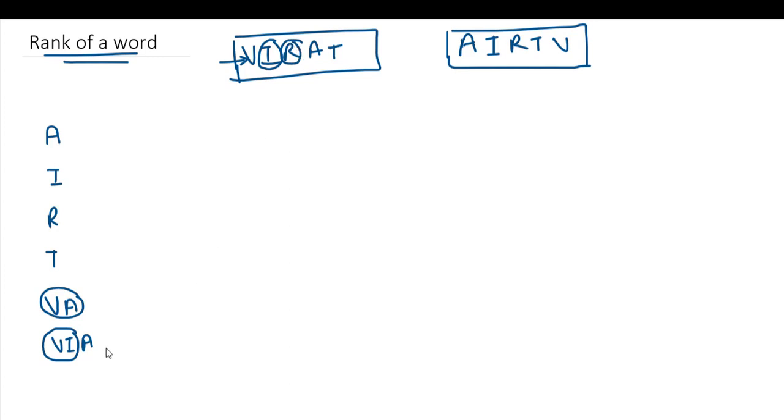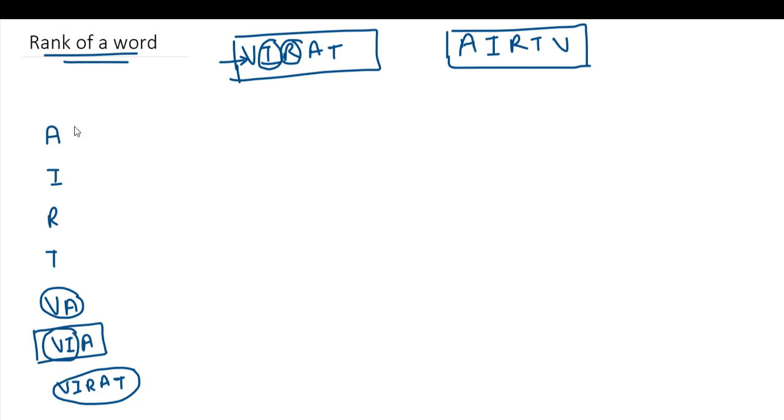So for that we'll have to first find all the words which are starting with VIA. Then we'll get the words which will be starting with VIR. And then alphabetically the next letter has to be A, and we also need the letter A. And then finally we'll have the letter T. So this will be our final word. So before this word, how many words are there? We need to count them first.